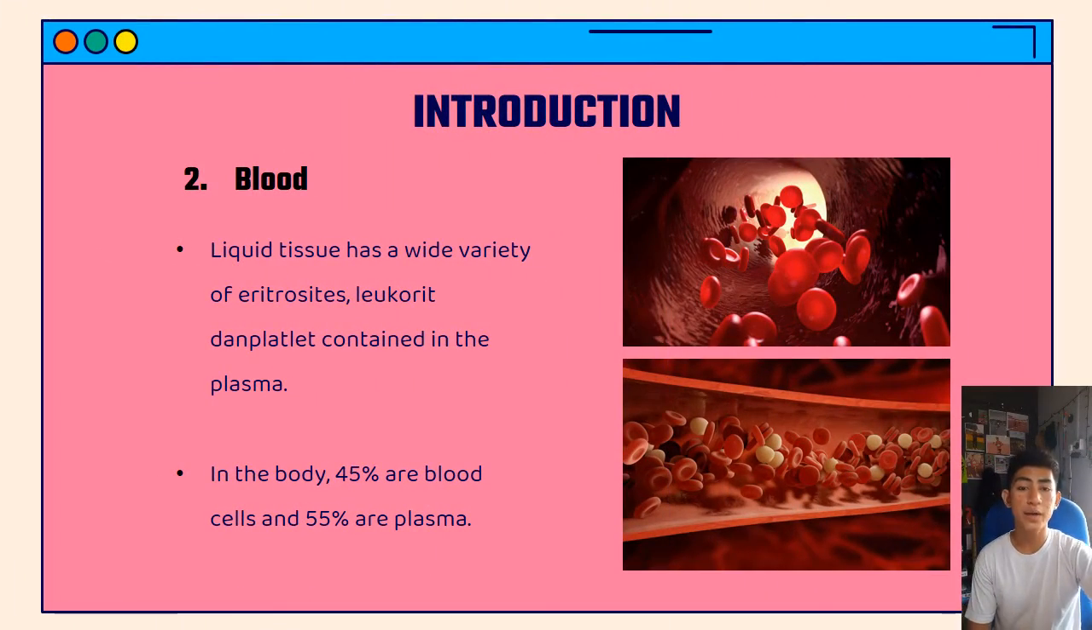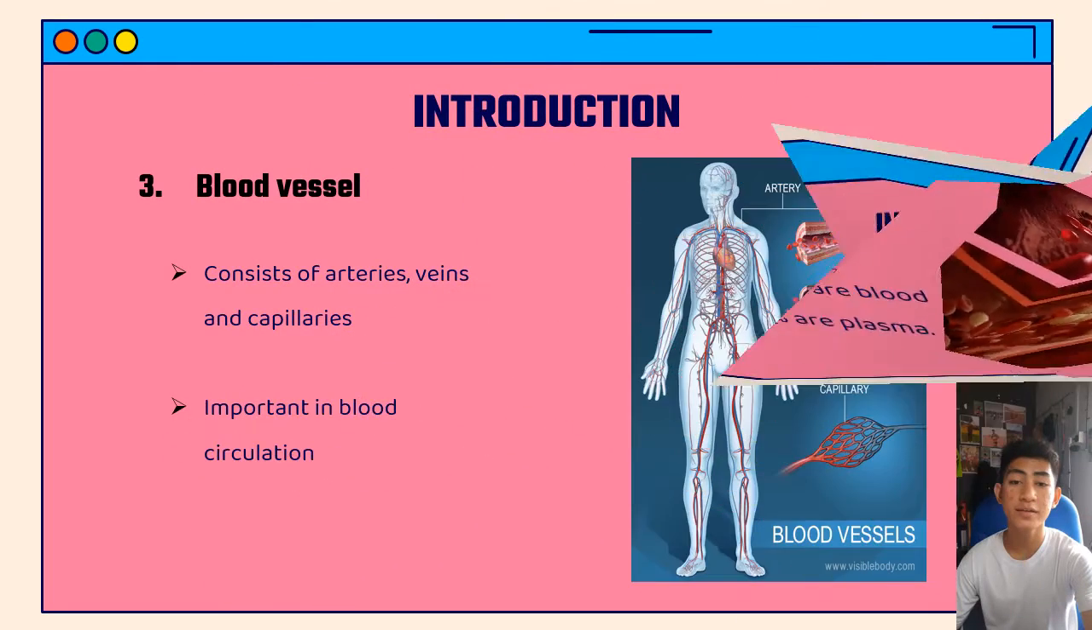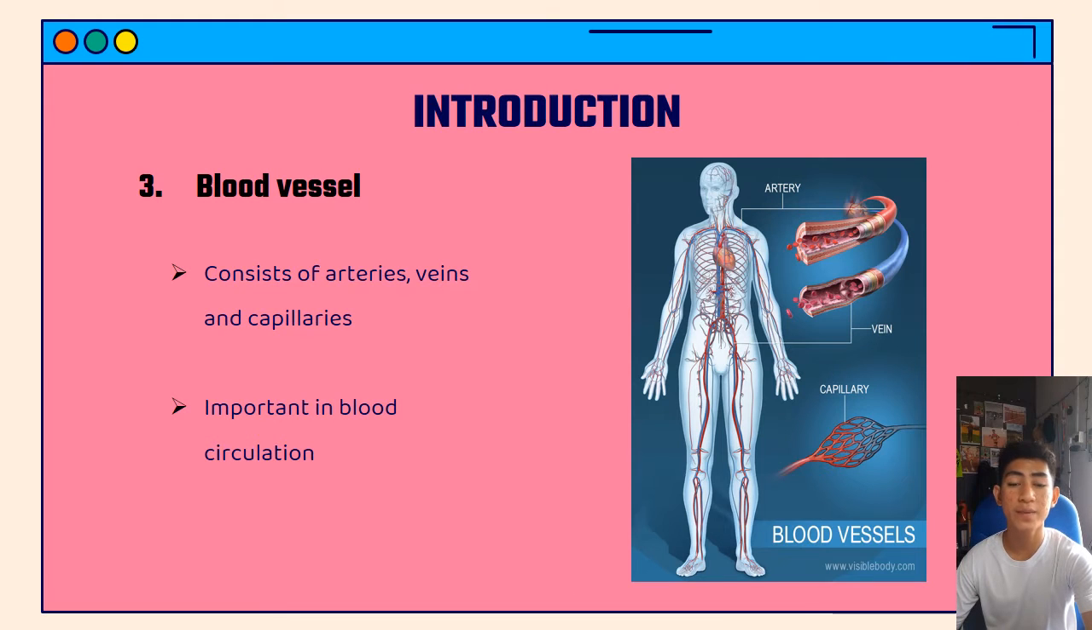And the main part of cardiovascular system is our blood. In our body, we have 45% blood cells, and the other 55% is plasma. And we have blood vessels. Blood vessel is a place for blood to flow throughout the body after our heart pumps the blood.